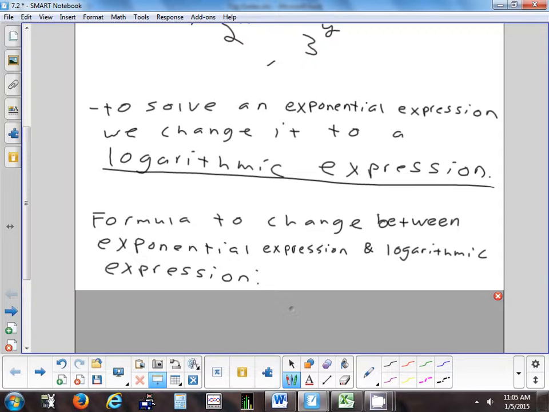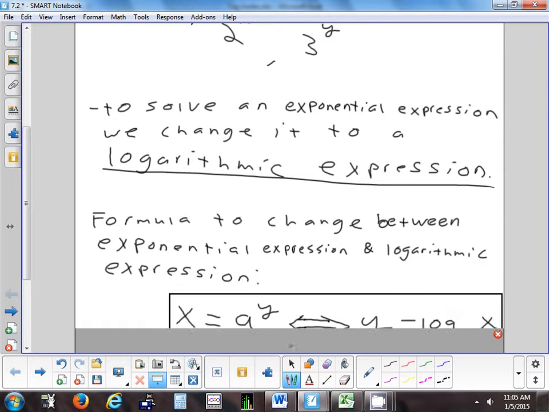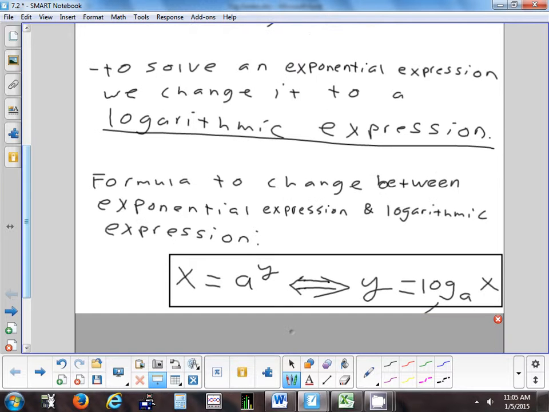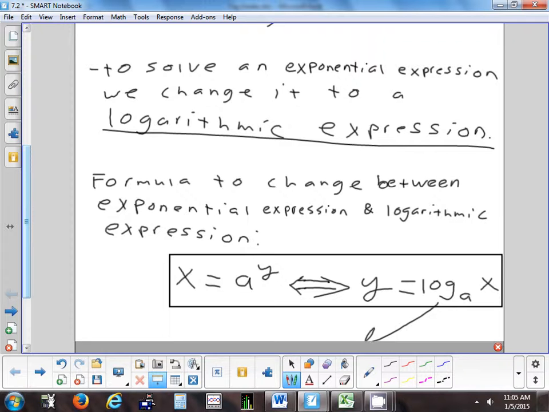There's a formula to change between the 2. I'm going to show you the formula, and then we'll do some examples. That double-ended arrow means you can convert either way. What's on the left? This is an exponential expression. What's on the right? This is a logarithmic expression. How do you know that? The one on the right has the word log in it. That's a logarithmic expression.